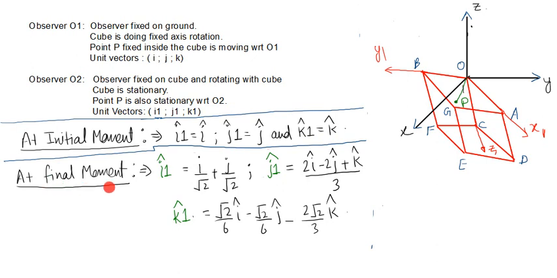And at the final moment i1 cap is i by root 2 plus j by root 2, j1 cap is 2i minus 2j plus k by 3, and k1 cap is root 2 by 6 i cap minus root 2 by 6 j cap minus 2 root 2 by 3 k cap. Now how will I find the axis of rotation? Let us find out.